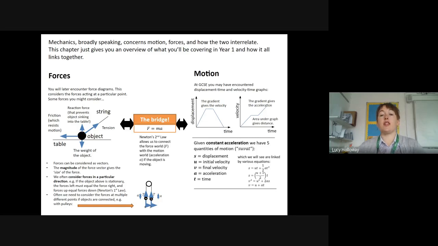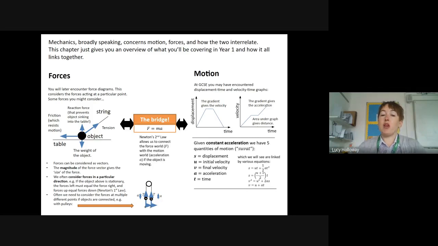We also consider two velocity values when we're thinking about motion. We think about the initial velocity just before an object starts moving, or maybe it might have already started moving by the time you start the timer. And the final velocity, how fast is it moving at the end of whatever time period you're looking at.